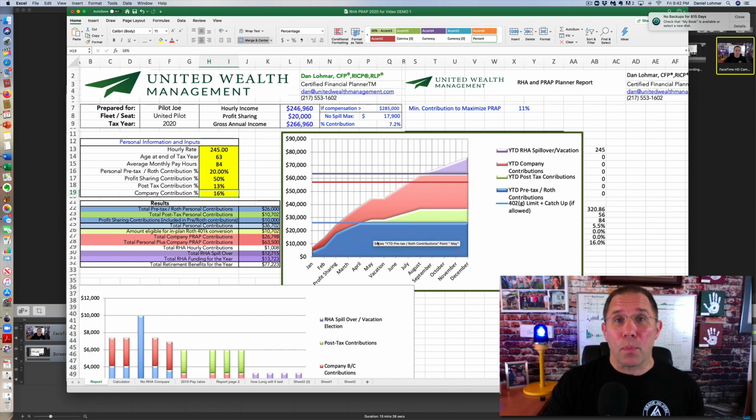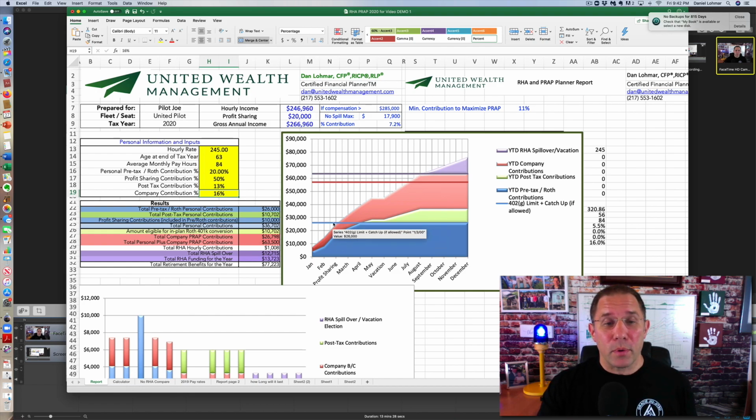The blue contributions are personal contributions, either pre-tax or Roth, and they go all the way up to the 402G limit, which is $26,000 if you're above 50, $19,500 if you're under 50. The yellow are post-tax contributions. As you can see here, they don't start in the year until your pre-tax or Roth is filled up. The red area is accumulated United contributions throughout the year. And here are the two limits up on top: $57,000 if you're under 50 and $63,500 if you're over 50.